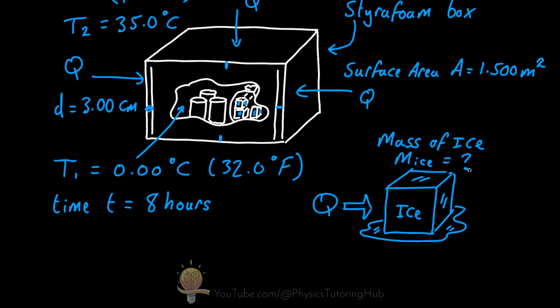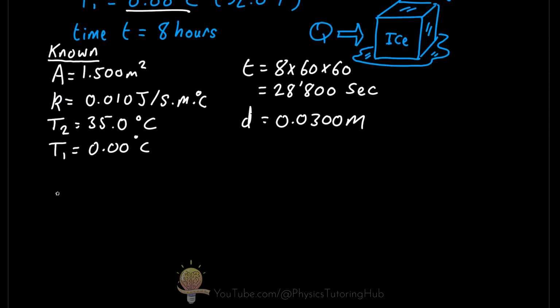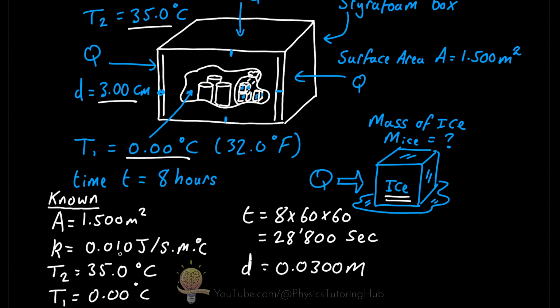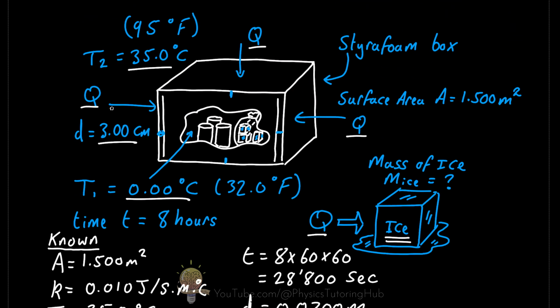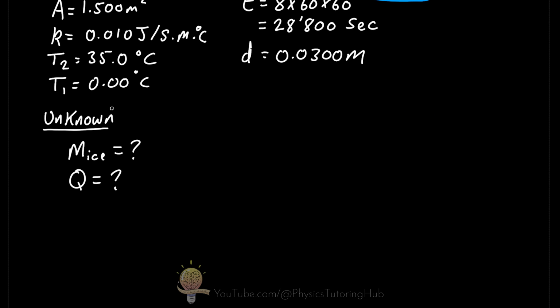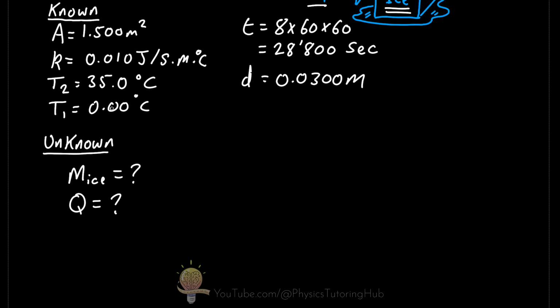Okay, so let's write out our known variables. Now, what do we need to find out? We need to find out the amount of ice needed in kilograms before all of it melts over the 8-hour period. And we need to know how much heat energy will be transferred through the walls of the icebox over this 8-hour period. So how can we start to solve this problem?